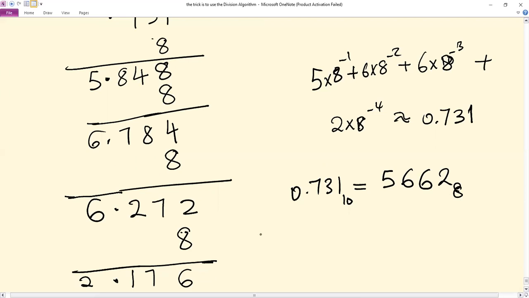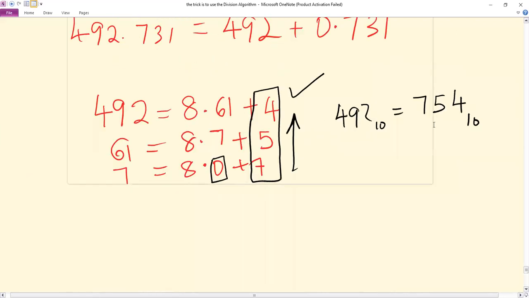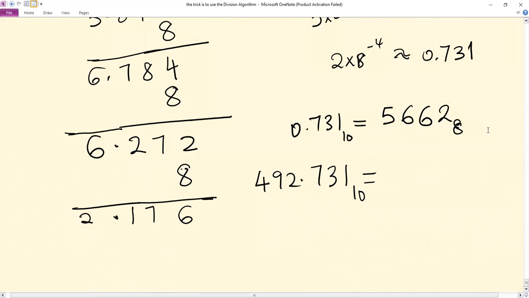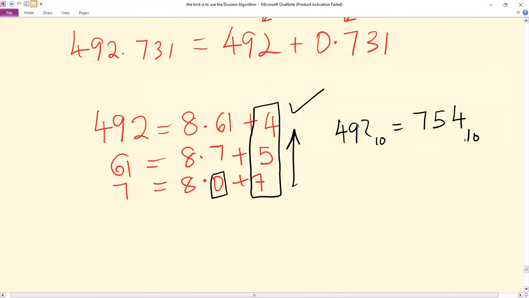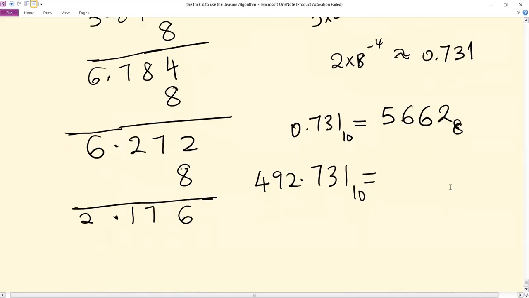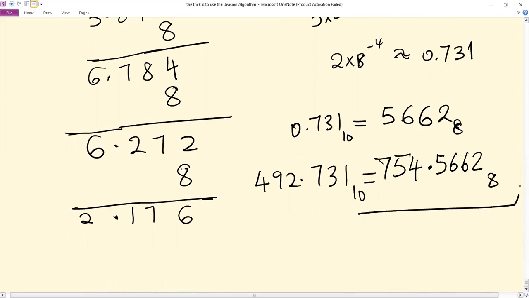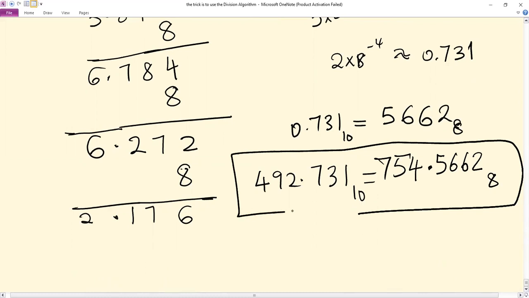Now bringing together 492.731 in base 10, the base 8 we have found here is 754. Remember, this is base 8, so this should be 8 here. So 754, and then 0.5662, in base 8. So therefore, this is the final solution.